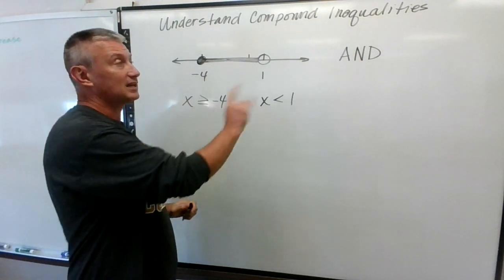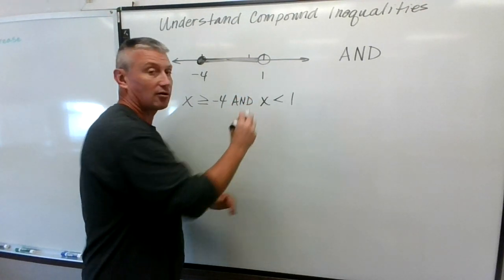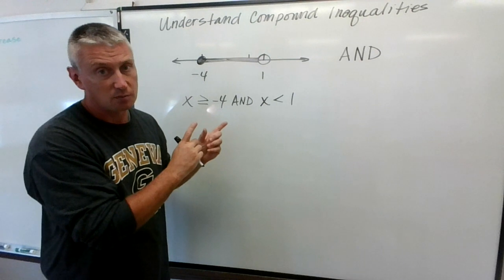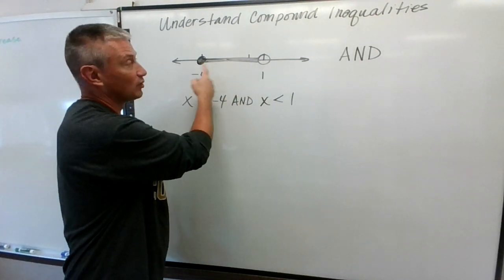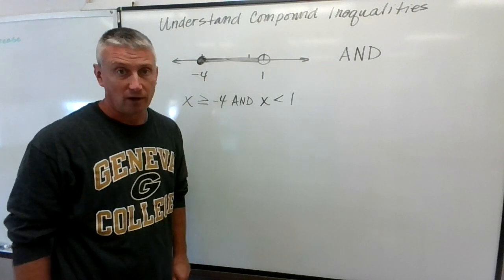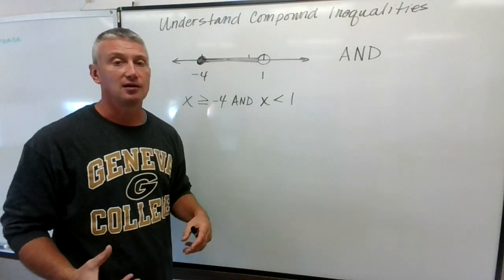However, we need to satisfy both. That's why we call this an and. So there are minimal answers to this inequality, because whatever answer is there, it has to lie in between -4 and +1. Now, here's the other special thing about an and inequality.